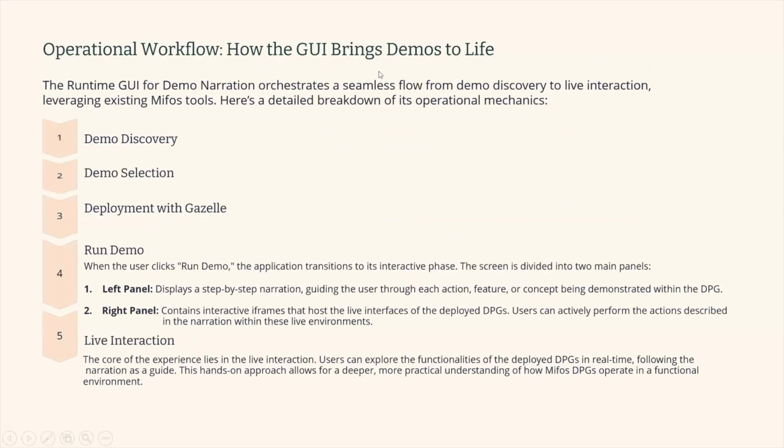So how does the GUI actually work? First, clients will search for the demos that they want, and then after the demo selection, they will deploy the needed DPGs through Mifos Gazelle. And then when they click on run demo, they can find two panels, left and right. The left panel will have a step-by-step narration of the use case of the demo, and they can go through it and perform the demo in the right panel, which contains iframes of all of the DPGs deployed and being used in the demo.